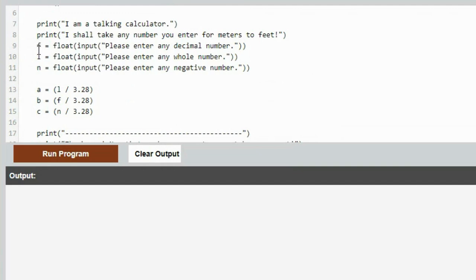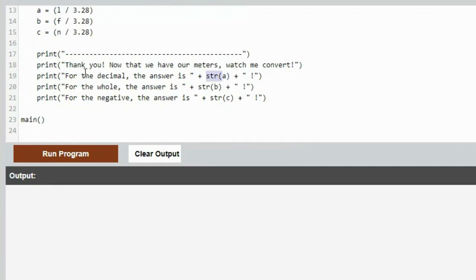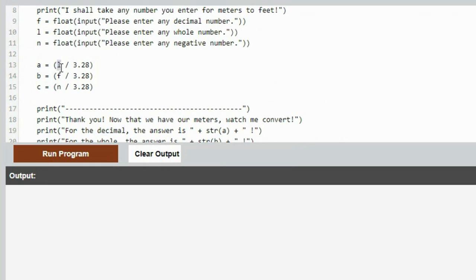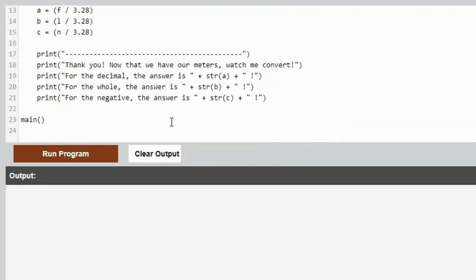So you got these kind of reversed, and the L was where they enter a whole number, used for A. A uses L, and that prints up here for the decimal. So you have those two reversed. This should be F, and this should be L, so that it's printing it correctly.